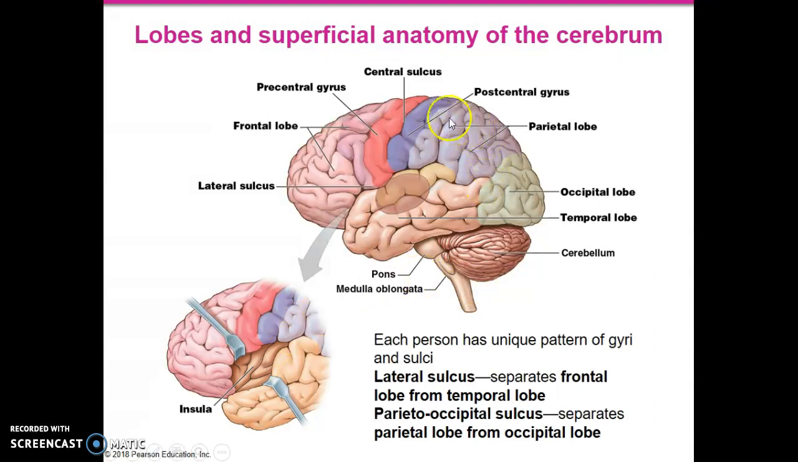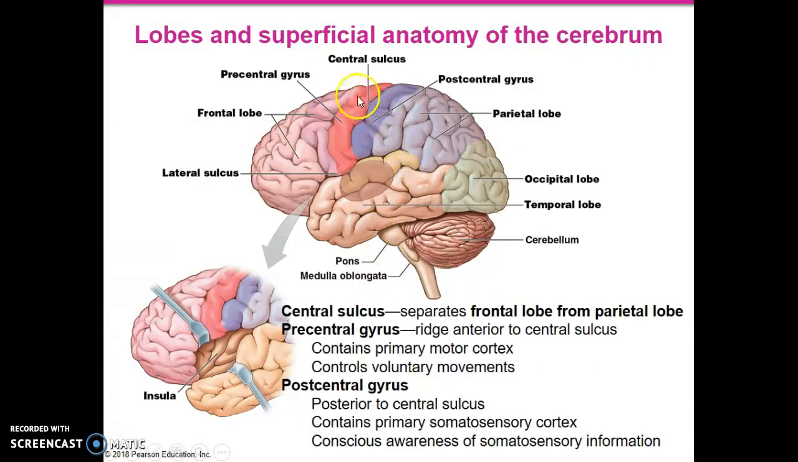So this central sulcus separates two very important strips of the cerebral cortex, the postcentral gyrus and the precentral gyrus. So keep that in mind. Here's the lateral sulcus here. I don't think the parietal occipital sulcus is too important. But this one here, the central sulcus, keep that in mind.